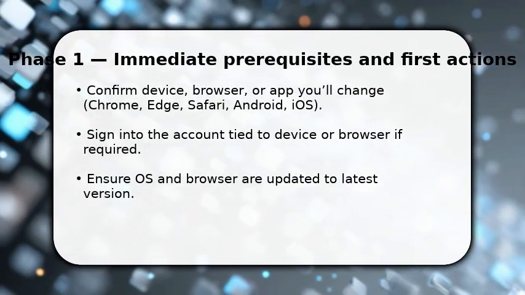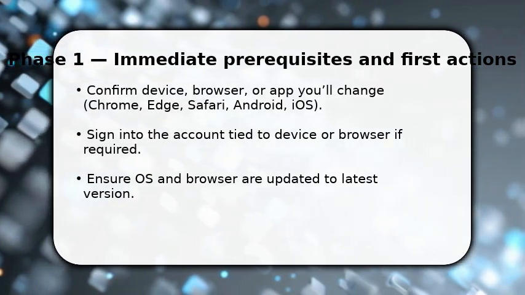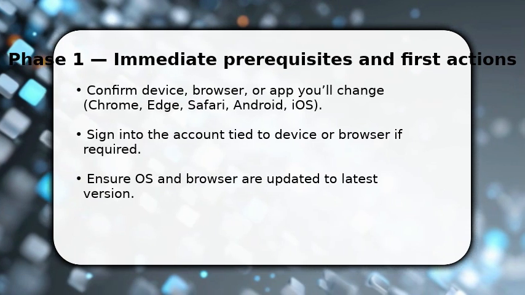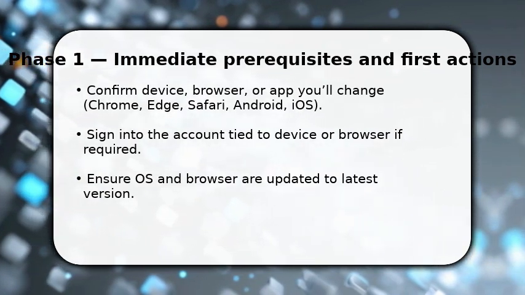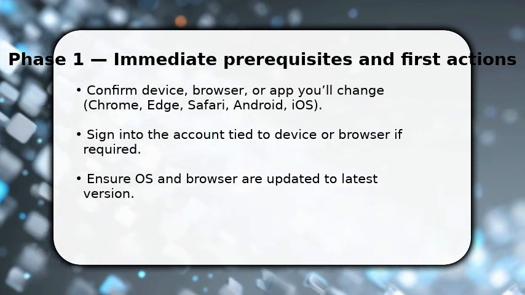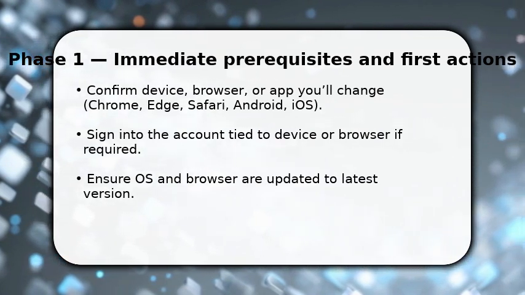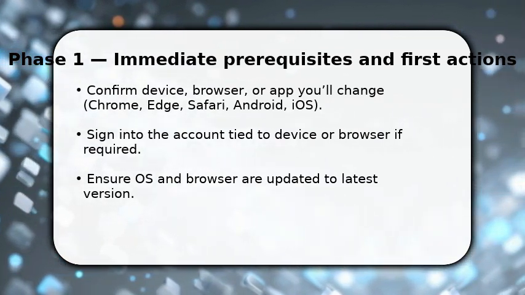You start by picking the exact place you'll enable safe browsing, the browser or device. You need to be signed into the account that controls settings. This makes the change persistent across devices. Once done, open Settings or Preferences right away, then locate Privacy or Security. These are the logical sections.